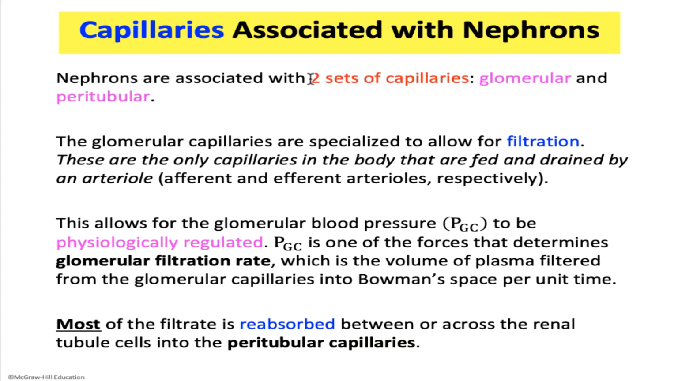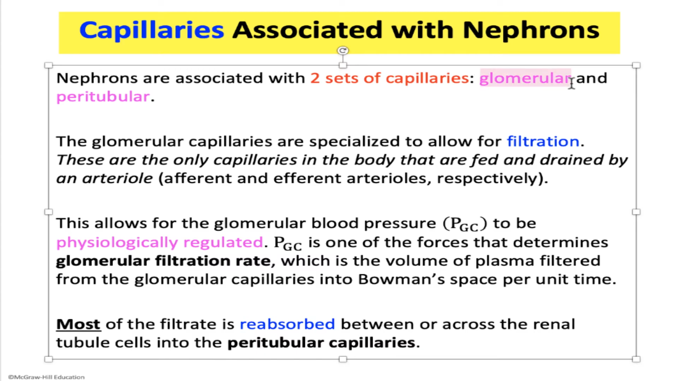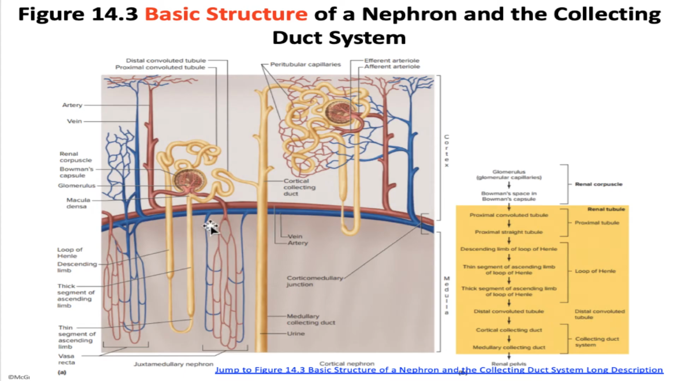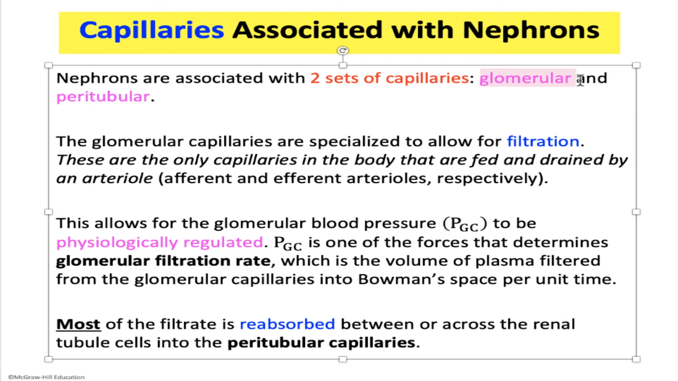The design of the two sets of capillaries is very important. As blood comes in, we already mentioned that it first flows into the glomerular capillaries, then it travels into another set of capillaries, and these are called the peritubular. If we go back to the figure here, we can see these are the glomerular capillaries and these are the peritubular. These are also known as the vasa recta. The purpose of the glomerular capillaries is to permit filtration.